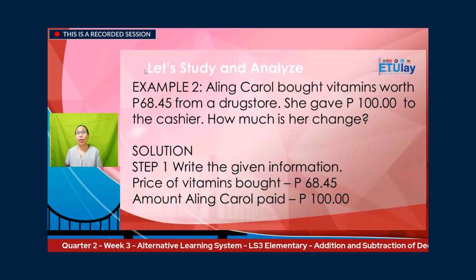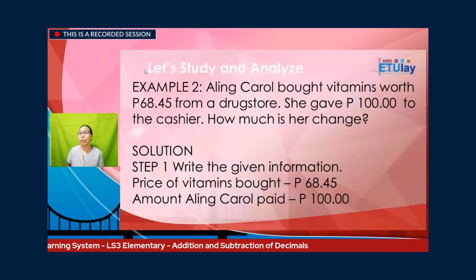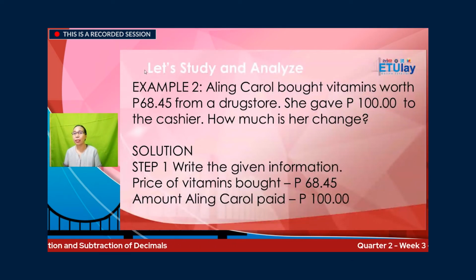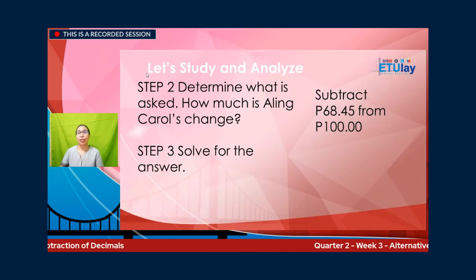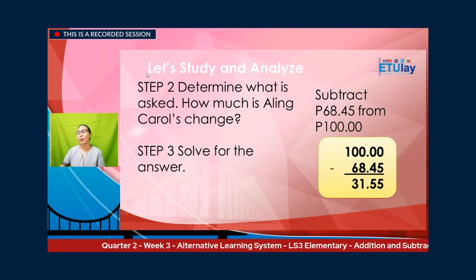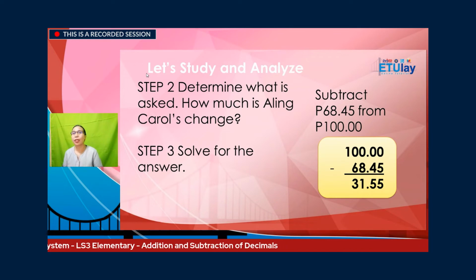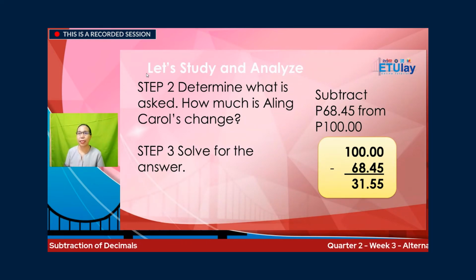Step 1. Write the given information. The price of the vitamins bought is 68.45 pesos. Amount Aling Carol paid is 100 pesos. To find the answer, we need to subtract 68.45 from 100. 100 minus 68.45. First, we are to subtract 0 minus 5 cannot be.